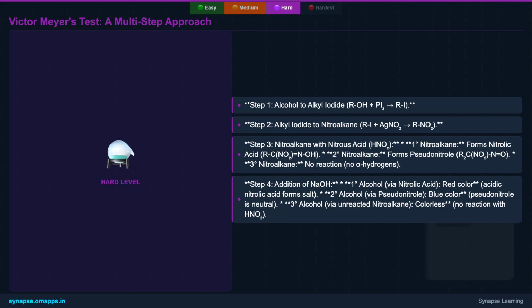Primary nitroalkanes form nitrolic acids, which turn red with NaOH. Secondary nitroalkanes form pseudonitroles, which turn blue. Tertiary nitroalkanes do not react with nitrous acid and remain colorless. This sequence provides a definitive color-based distinction for all three classes of alcohols.